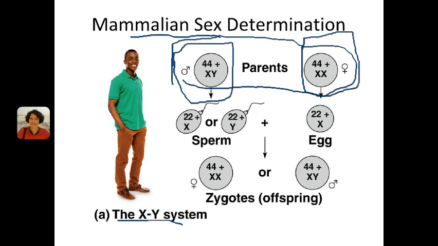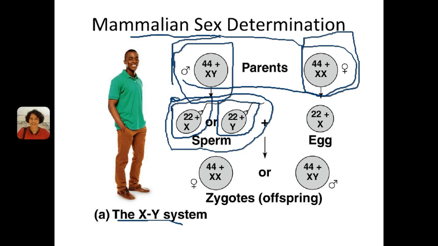These are germline cells that are going to undergo meiosis to make gametes. In the case of the father, he's going to make two different kinds of sperm cells as a product of his meiotic divisions. Half of them are going to have 22 chromosomes plus one X chromosome, and the other half are going to have 22 chromosomes plus one Y chromosome. In other words, you have a sperm cell with an X chromosome and a sperm cell with a Y chromosome.